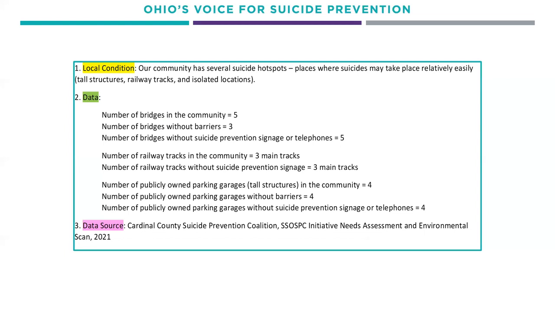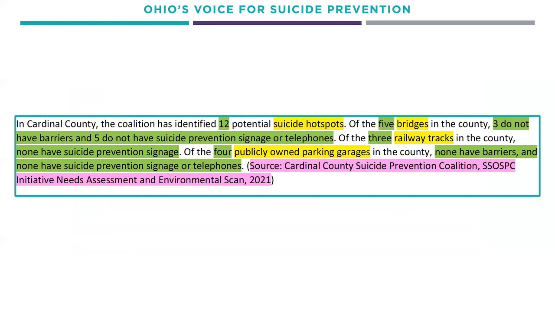So here's an example based on our Cardinal County that we've been giving examples of throughout. And then the final step is to put it all together in 1 to 2 sentences, and of course, cite your data source to back up your data and your statement. So here's the example. This describes the local conditions because it includes the local condition highlighted in yellow, the data highlighted in green, and the data source highlighted in pink. This statement has 85 words, so again, it can be pretty short and sweet.